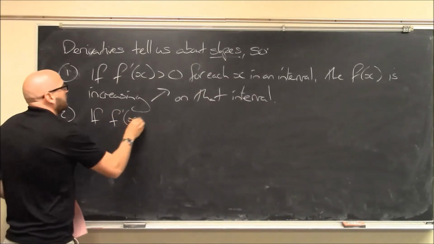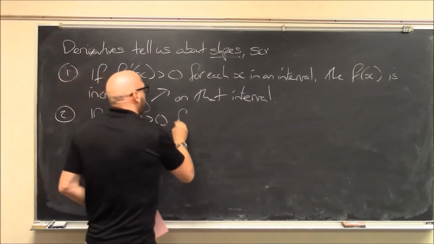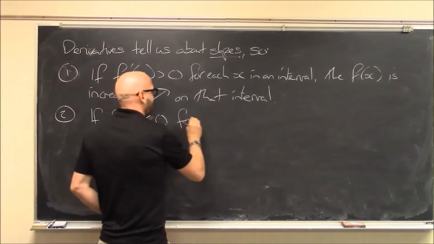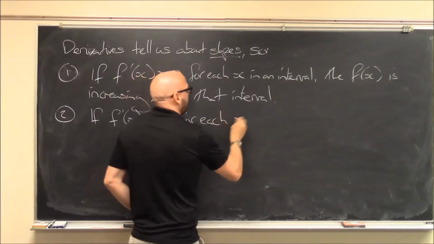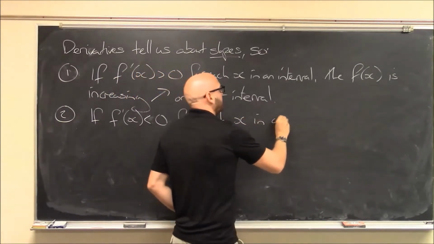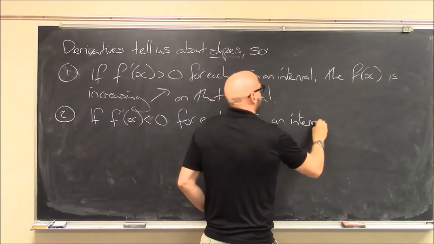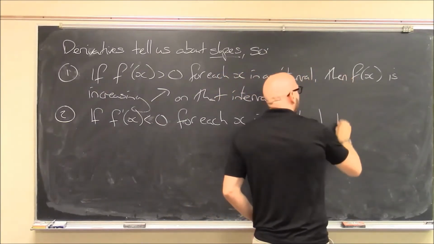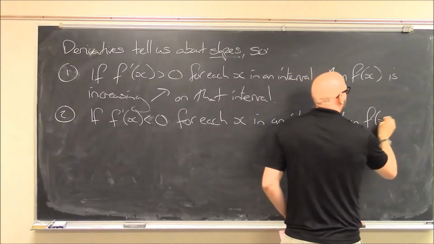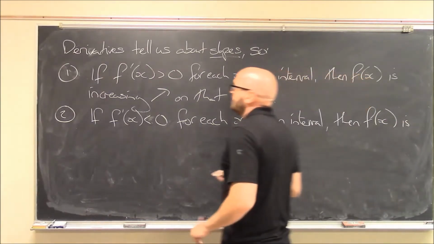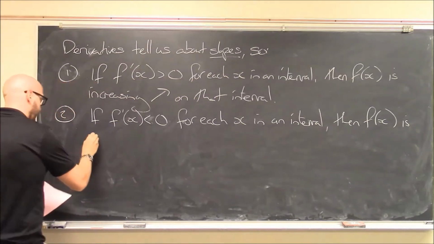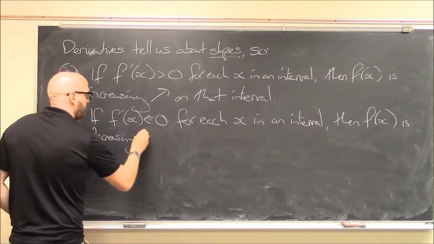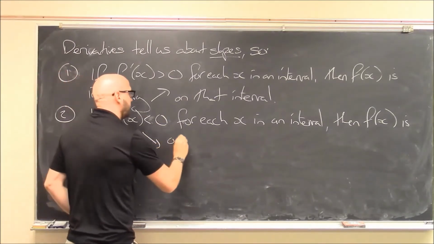If f prime of x is less than 0 for each x in an interval, then f of x is decreasing. Decreasing on that interval.